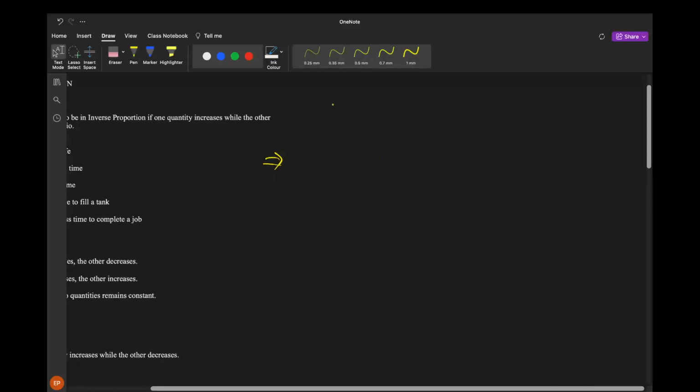In direct proportion, if one quantity, quantity 1, increases, the other one, quantity 2, also increases. But in indirect proportion or inverse proportion, if one quantity increases, the other decreases. This is called inverse proportion.